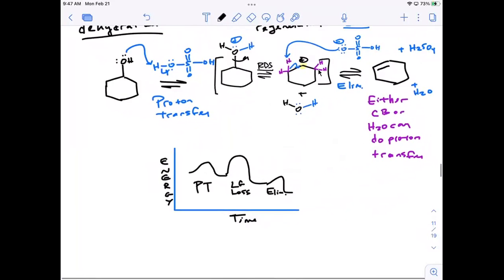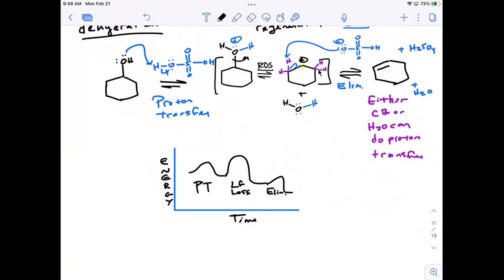Stepwise or concerted, the elimination part? Stepwise. It's stepwise, right? You go from losing your leaving group to a carbocation intermediate, and then from the carbocation intermediate to the elimination product. So it's stepwise. All right.